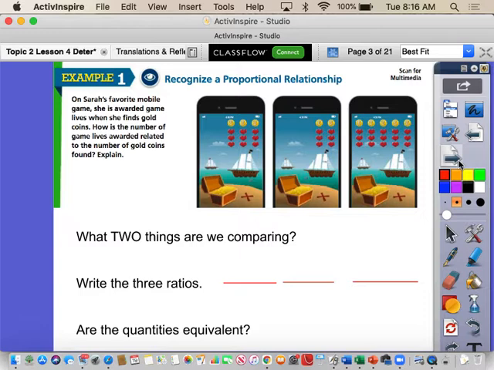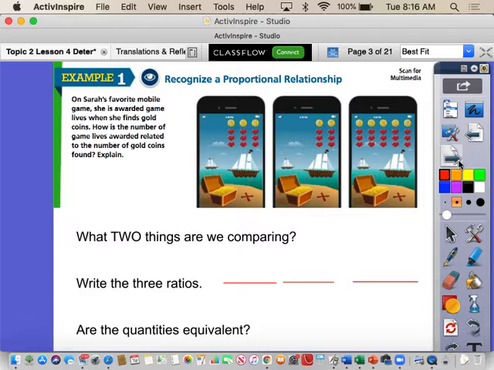Okay, so today, we're moving on from ratios and unit rates and all that, and we're going to use those things to figure out whether two quantities are in a proportional relationship. So we've got Sarah, and she's playing a game on her phone. And she's awarded with game lives, so that's these little hearts, when she finds gold coins. So it says, how is the number of game lives awarded related to the number of gold coins found? So then we've got some hints to help us kind of set it up.